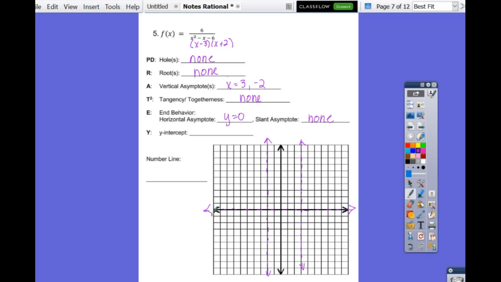The y-intercept, we put 0 in for x, and if I put 0 in, I get 6 over negative 3 times 2, which gives me negative 1. So I have 0, negative 1. And what numbers do I put on the number line? Right. The roots and the vertical asymptote, so this time it's just negative 2 and 3.